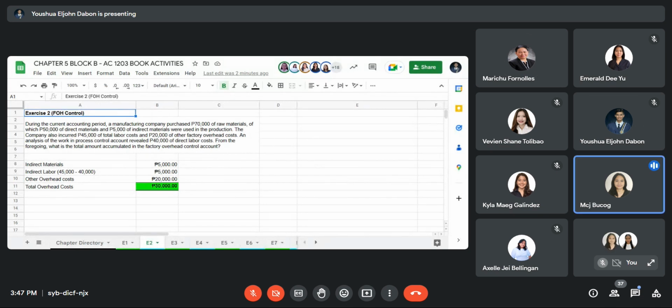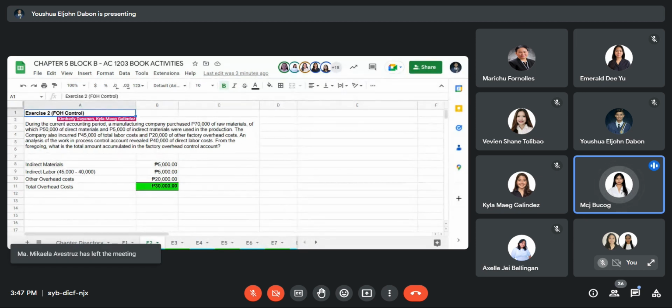Okay, so during the current accounting period, a manufacturing company purchased 70,000 of raw materials, of which 50,000 pesos of direct materials and 5,000 pesos of indirect materials were used in the production. The company also incurred 45,000 pesos of total labor cost and 20,000 pesos of other factory overhead costs. An analysis of the work in process control account revealed 40,000 pesos of direct labor costs. From the foregoing, what is the total amount accumulated in the factory overhead control account?